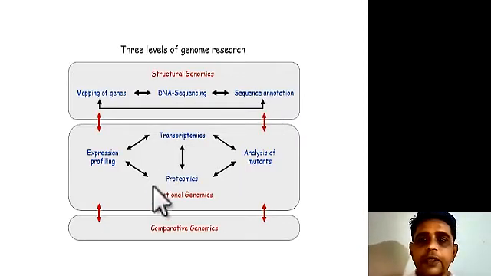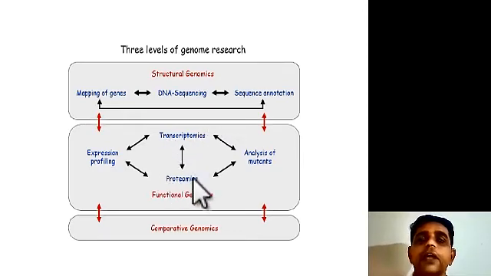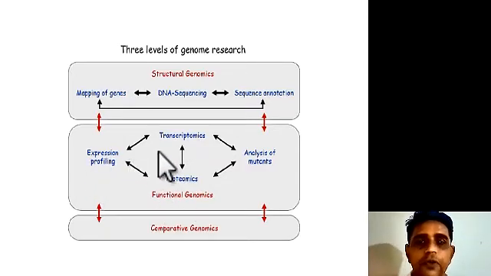Now suppose you are taking the second part, where we want to find out what the function is and what the expression of the gene is under different conditions. So that will come as functional genomics. That will include expression profiling, transcriptomics and proteomics, and also the analysis of mutants. So that will tell about the function of the genes in different conditions.